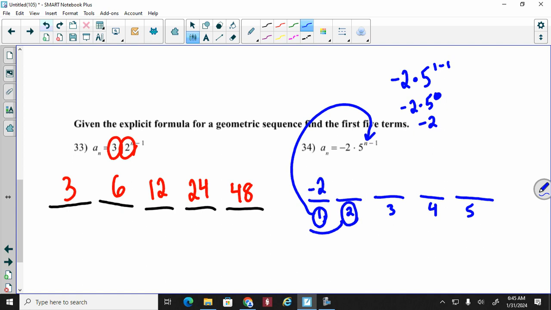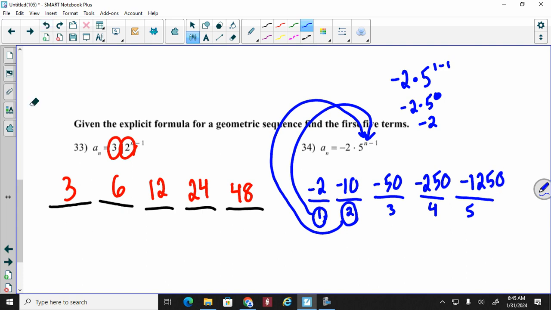Same thing, if you were to do this with the second one here, you would get negative 10, and then you get negative 50, and then you'd get negative 250, I believe. And then the last one would be negative 1250. Very simple.